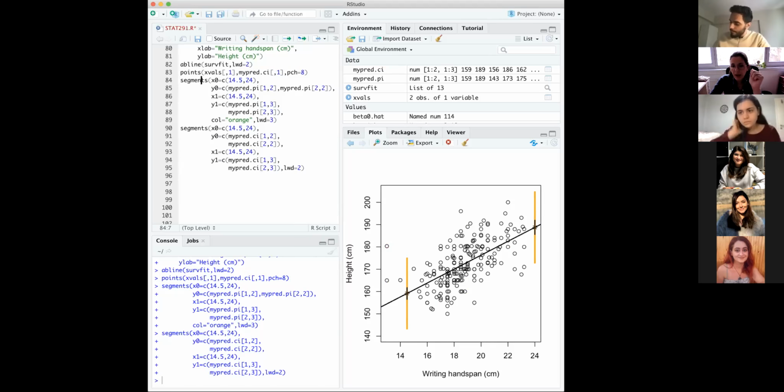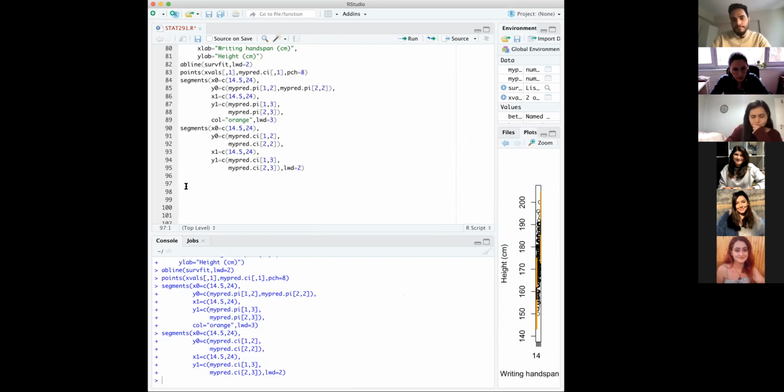We can add these bands around this fitted regression line for all our observations. Isn't it going to look very messy? It is. Let me start doing that. Of course, it's going to be kind of messy.